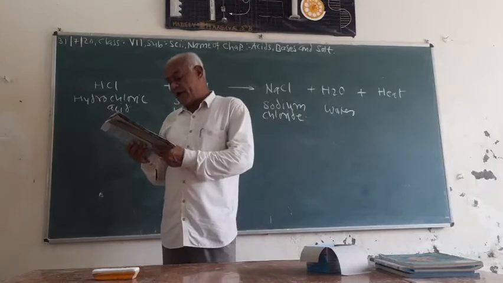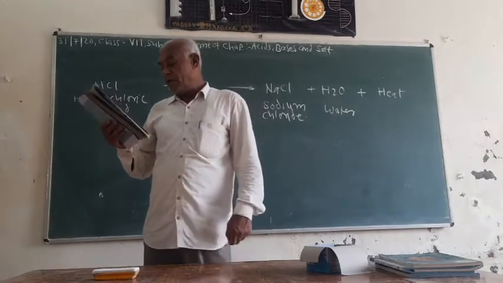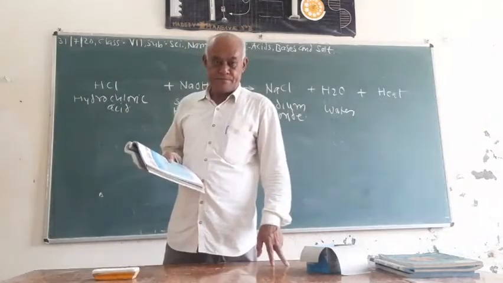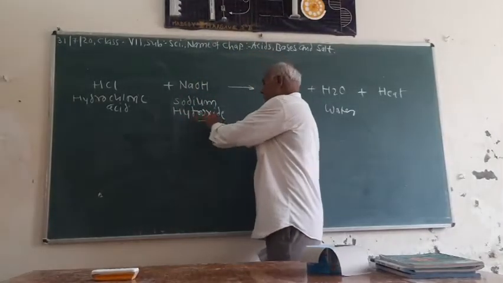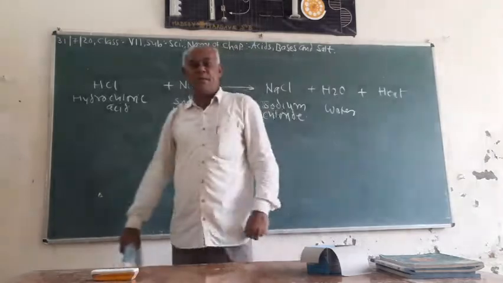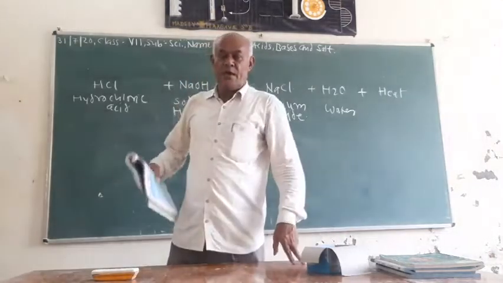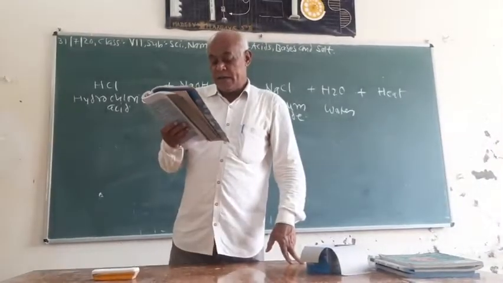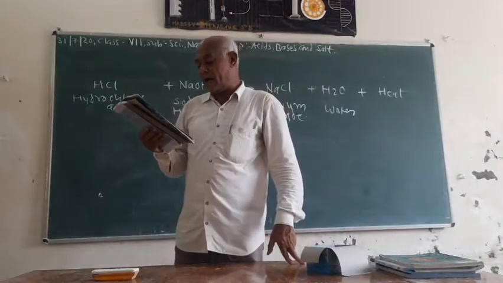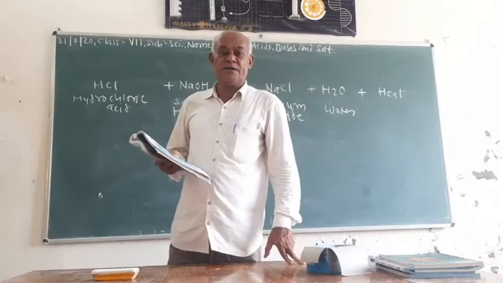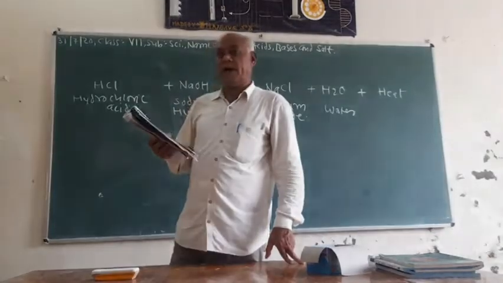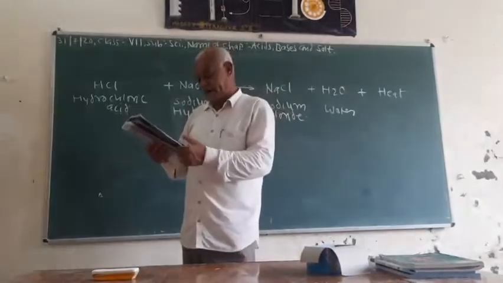Second statement, sodium hydroxide turns blue litmus red. We know that sodium hydroxide is a base and base turns red litmus paper into blue color. Here the statement is given as sodium hydroxide turned blue litmus red. That is a wrong statement. So we mark F against this statement.